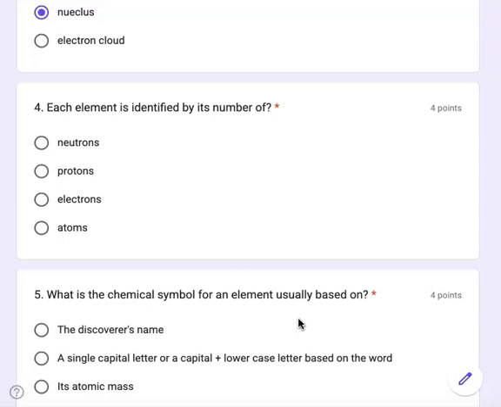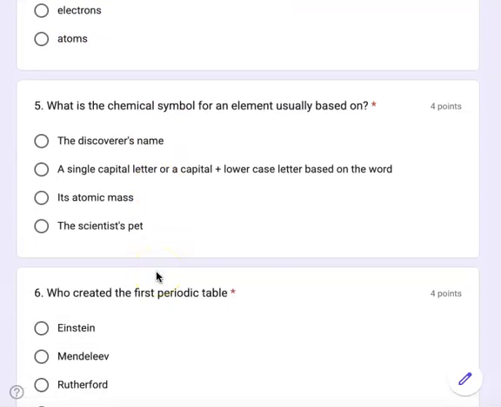4. Which element is identified by its number of, so each element is identified by its number of neutrons, protons, electrons, atoms. 5. What is the chemical symbol for an element usually based on? The discoverer's name, a single capital letter, or a capital and lowercase letter based on the word of the element's name, its atomic mass, the scientist's pet.